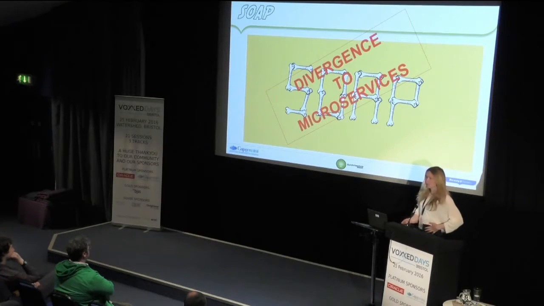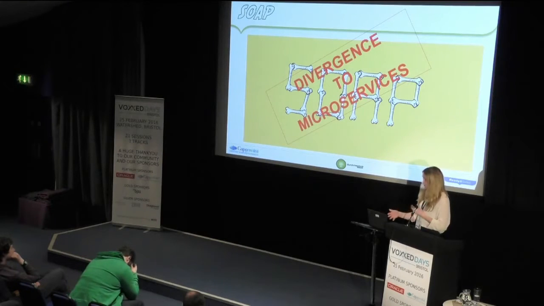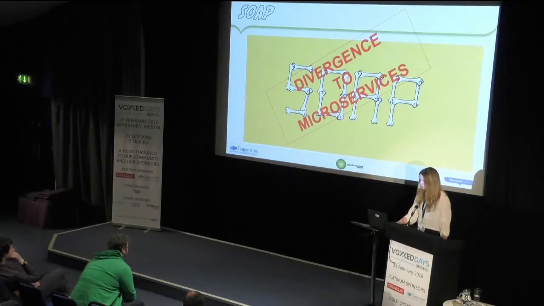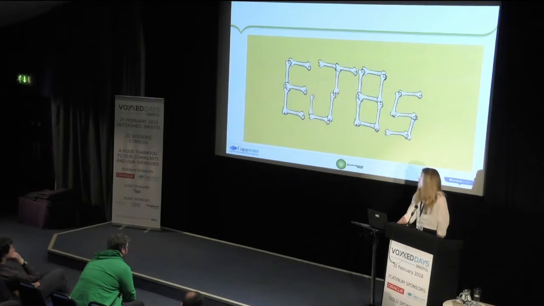So for that reason, I'm branding SOAP as outdated as a dinosaur, because there's been a divergence to microservices, and this monolithic architecture is not really necessarily what we want in our architectures today. And then the final piece of sand to dig through is EJBs.